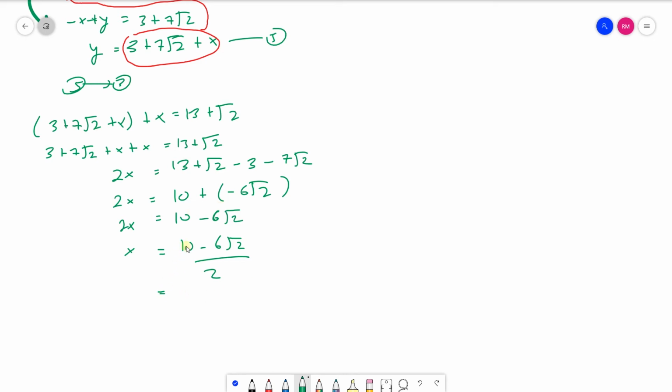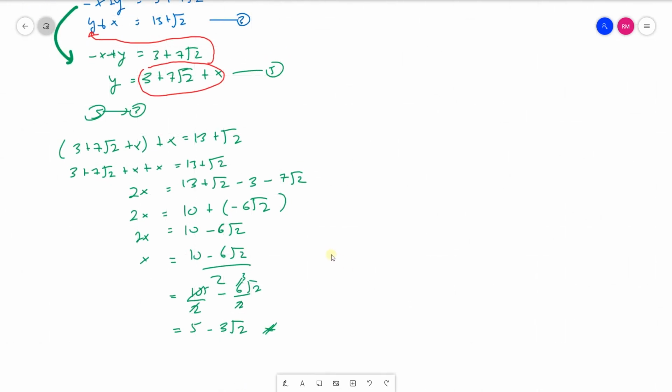So what I can do is I can simply split these two into fractions, 10 over 2 over 6 over 2 surd 2. Correct. So I'm going to get 5, I'm going to get 3. So the answer is 5 minus 3 surd 2. That's it. That is the answer for x. We cannot stop there. Once we got the answer for x, we need to find what is y and z.